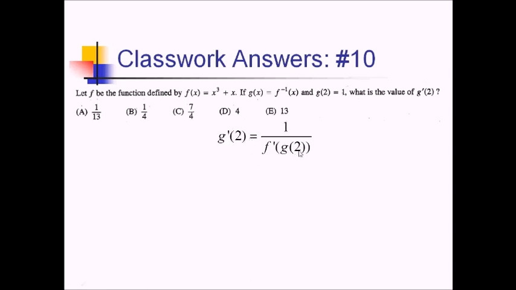And what is g of 2? Well, before you go ahead and start looking for outputs of 2 and looking at the input there, notice that they already gave you g of 2 right here. It's 1. So this is just 1 over f prime of 1.